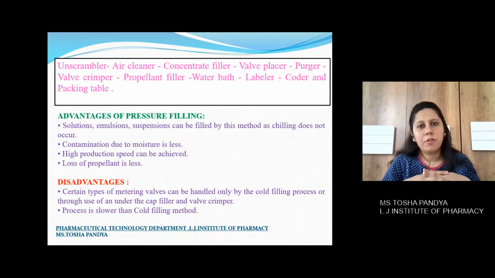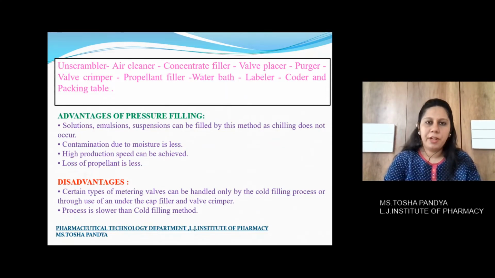So what are the advantages of the pressure filling process? Some solutions, suspensions and emulsions which are adversely affected by the chilling process can be filled easily by this method. Moreover, you do not have the fear of moisture contamination of your components. The production speed is also high with the availability of rotary filling machines, and the loss of propellant is less by this method. The major disadvantage of this method is that sometimes metering is not possible, but now you have the metered pressure burette also available in the market, and the production speed is lower than the cold filling process.